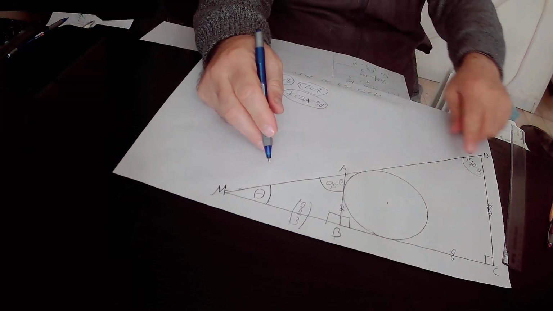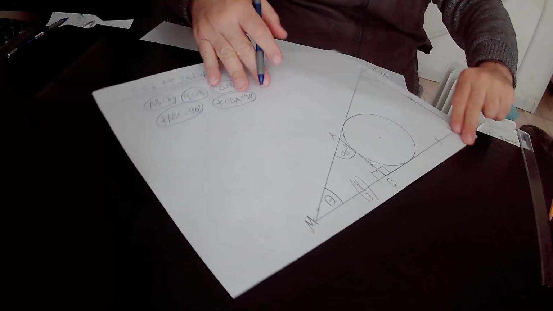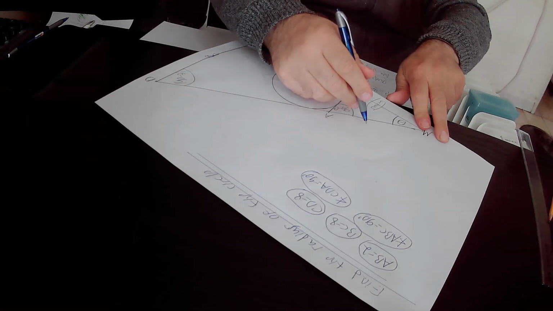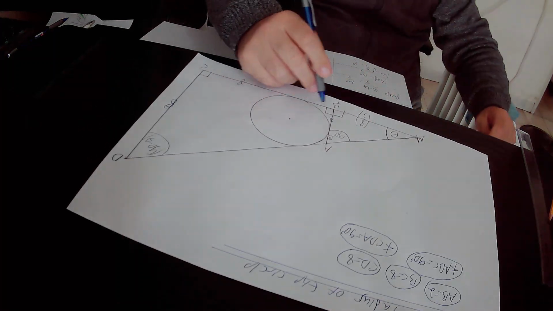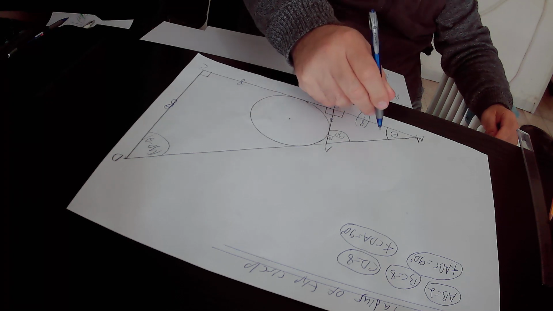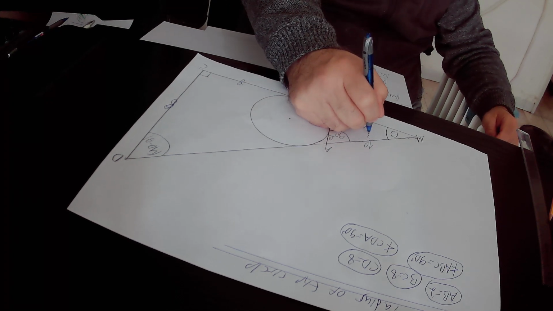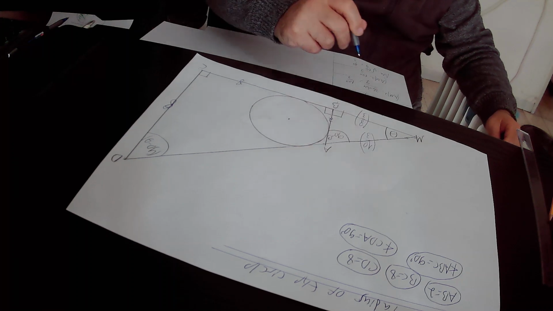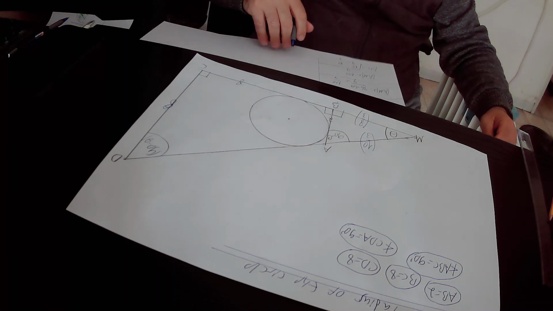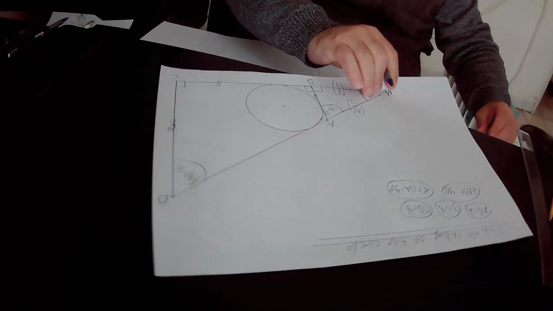AM equals 10 over 3 units in its length. Again, AM equals 10 over 3 units in its length. Now, in the next step, we'll do another construction.